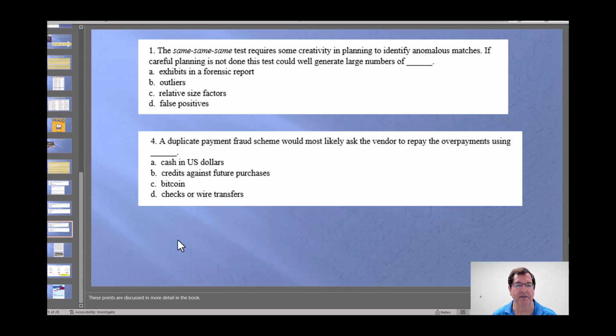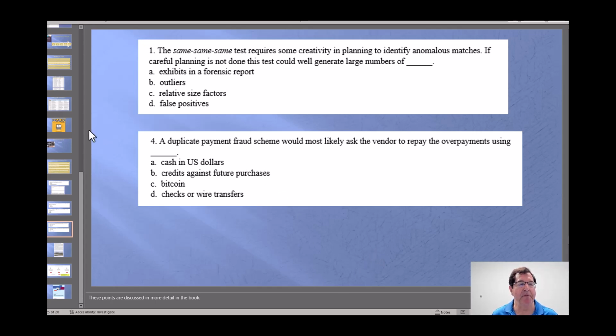In the next test, same requires some creativity, otherwise false positives. False positives are events or transactions that contain all the characteristics of what you're looking for, but they're not what you're looking for, namely fraudulent or something like that. So a false positive pops up because it looks like what you're looking for, but it's not.